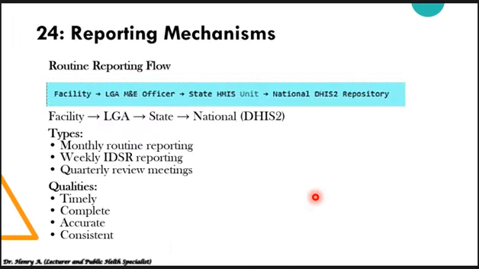When you say reporting mechanism, it simply means perhaps you can call it the routine reporting flow. You find that chain from the facilities to the local government area monitoring and evaluation officer, to the state health management information system unit, and then to the national District Health Information System too. Each level reviews, validates and aggregates the data. So what are the types of reporting?